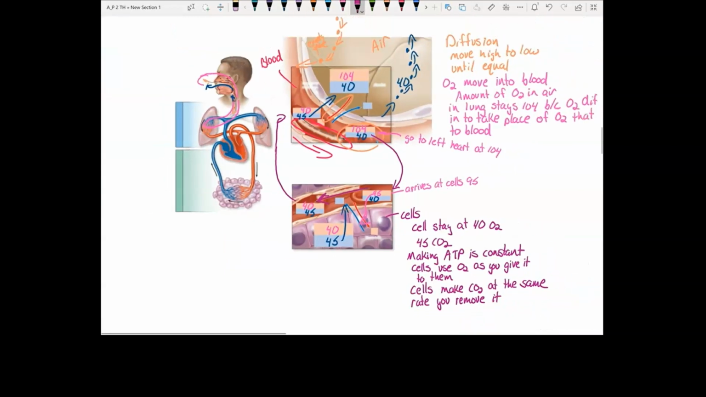So that is how the gas exchange occurs. You have external respiration, which is the one up here, that's between your blood and the air in your lungs. And this is internal respiration, between your cells and the blood.